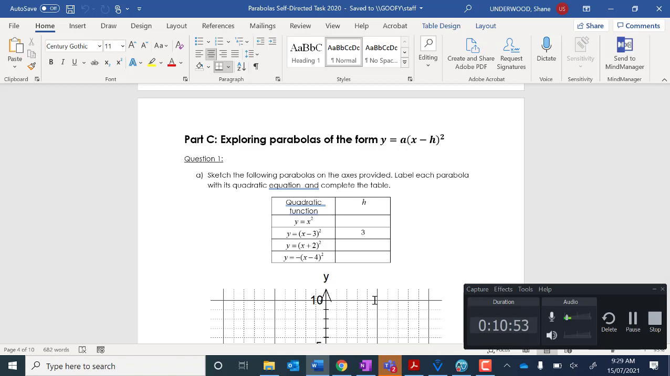Then finally, we've just looked at some translations up and down, and we've looked at the effect of what a does. Now we've got this other translation, which is in the horizontal direction, which is this x minus h business. Now, let's have a look at x minus 3 squared as opposed to x squared.